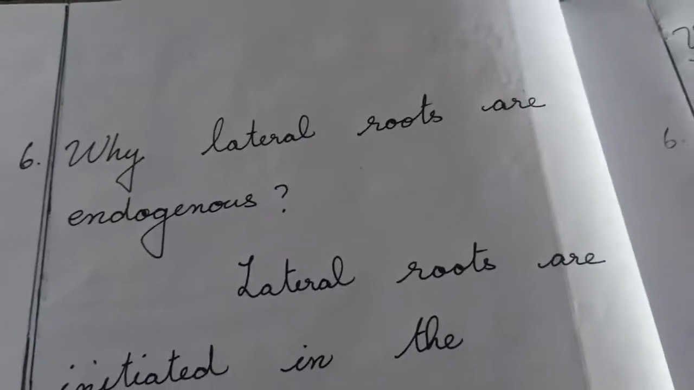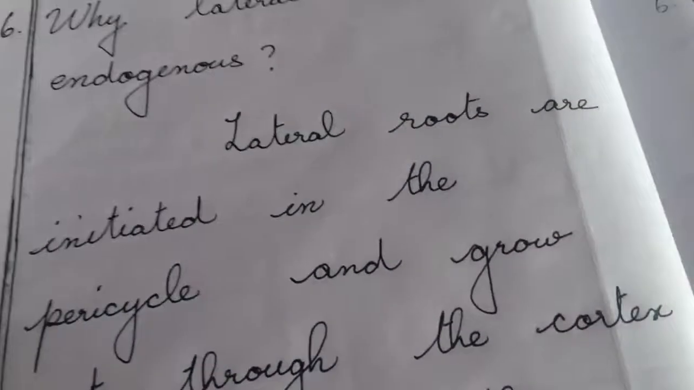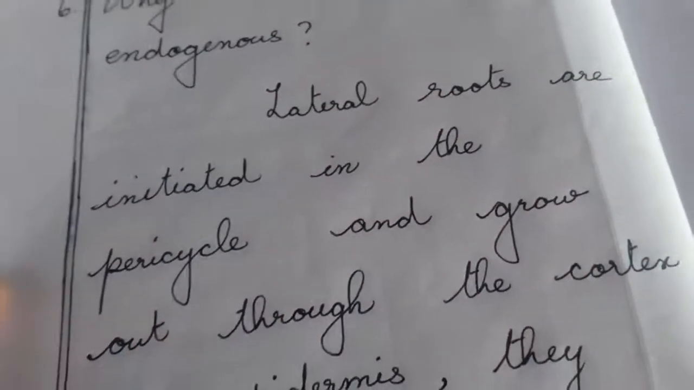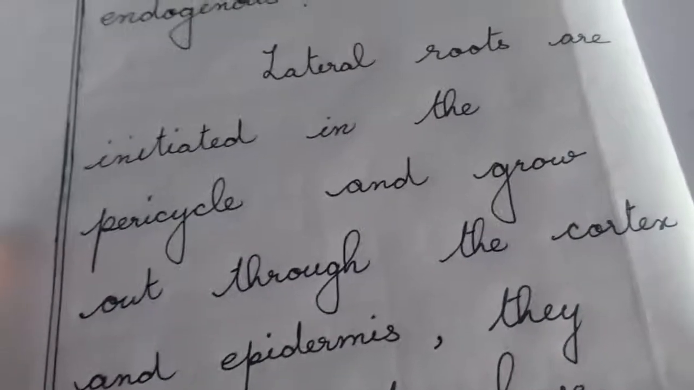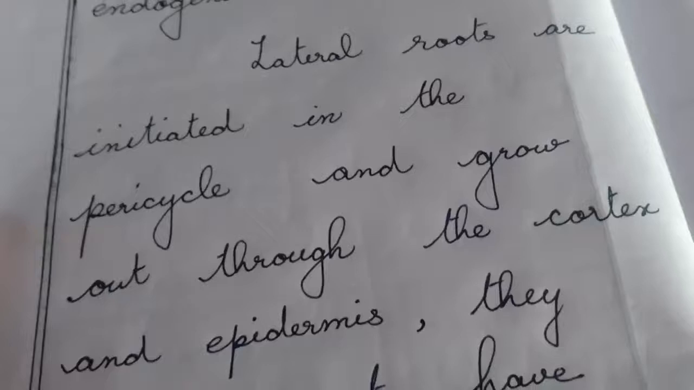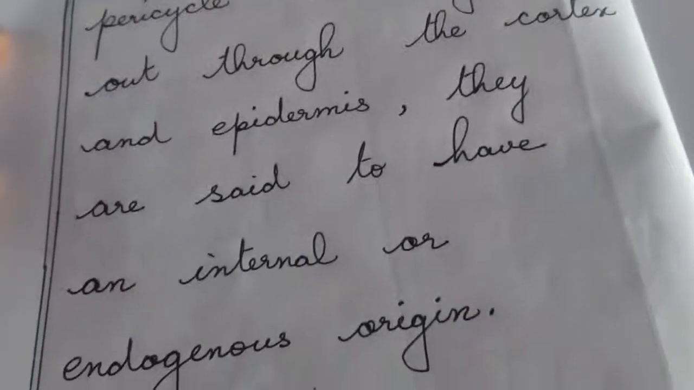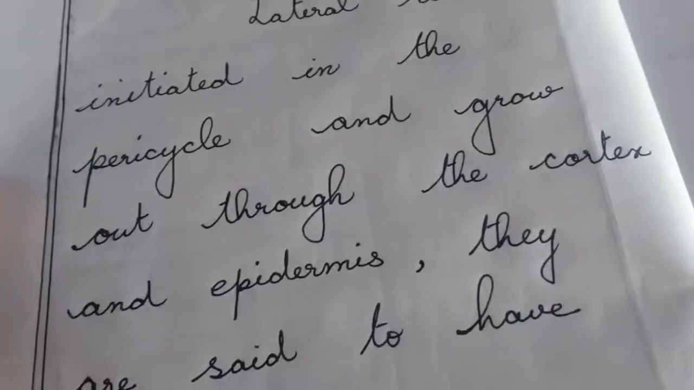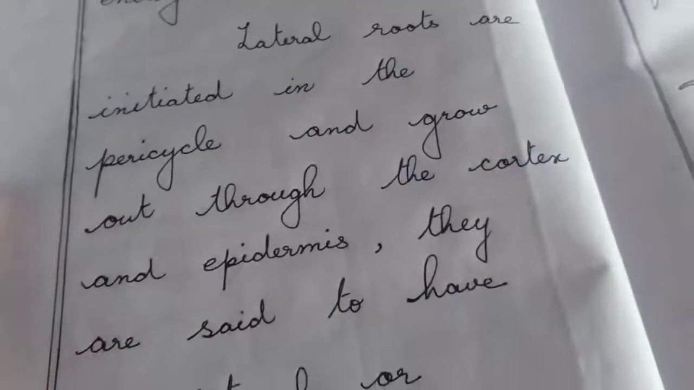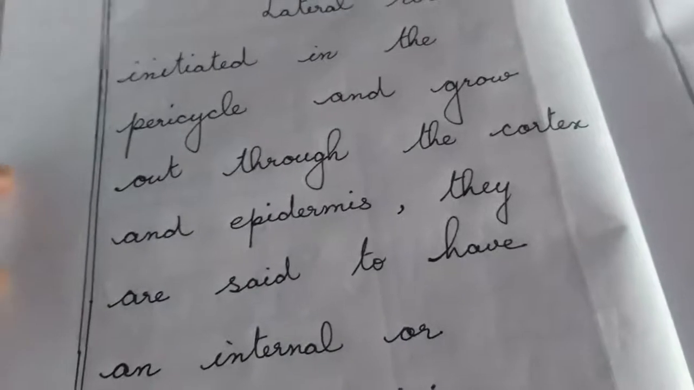Why are lateral roots endogenous? Lateral roots are initiated in the pericycle and grow out through the cortex and epidermis. From the pericycle, they penetrate out through the cortex and epidermis. So it is said to be internal or endogenous. So roots start from the pericycle. From the pericycle to the cortex, they move out through the epidermis. Therefore, this is called the endogenous origin of root.